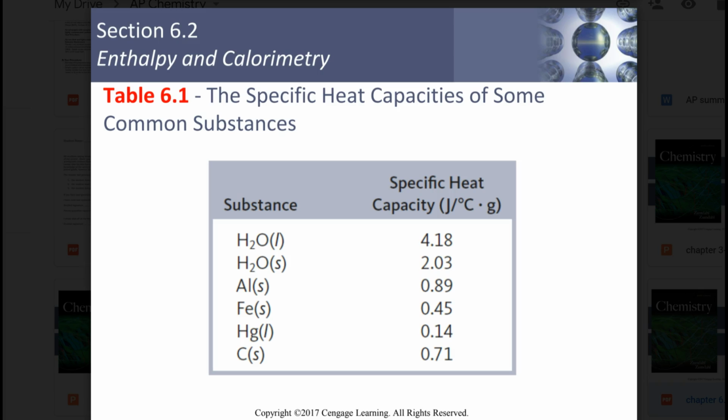Something like aluminum is only 0.89. Okay, mercury is 0.14. So it doesn't take a lot of energy to heat metals. And that should make sense to you. Why? Because metals are great conductors of heat and electricity, right? When you're cooking with metal pans, obviously they get hot really fast. That's why there are insulating handles.